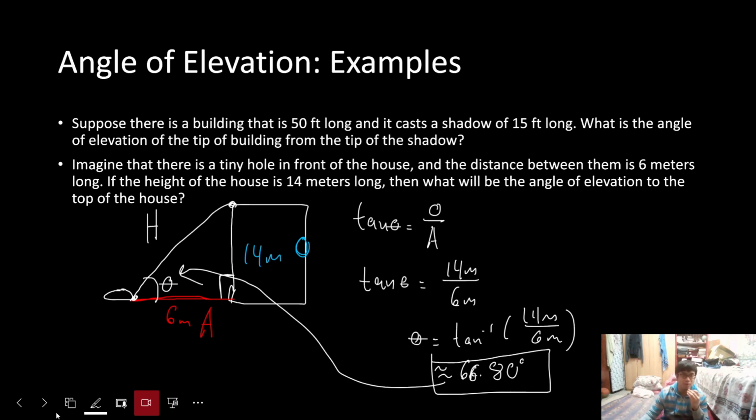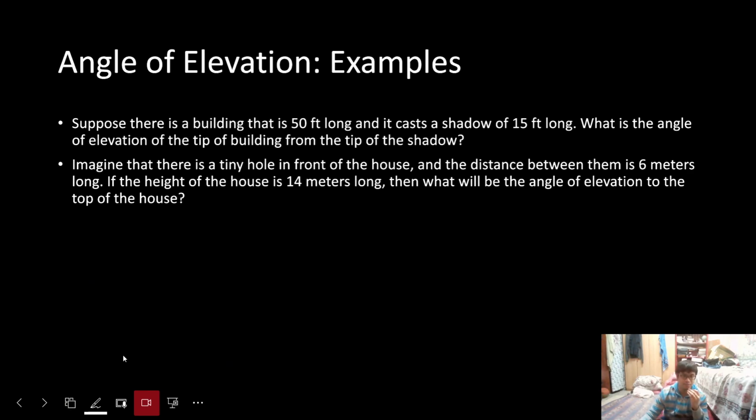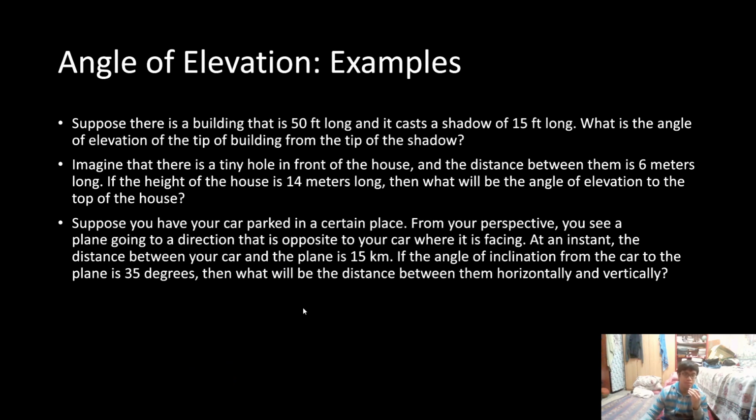Now let's have one more example. Suppose you have your car parked in a certain place. From your perspective, you see a plane going in a direction that is opposite to where your car is facing. At an instant, the distance between your car and the plane is 15 kilometers. If the angle of inclination from the car to the plane is 35 degrees, then what will be the distance between them horizontally and vertically?